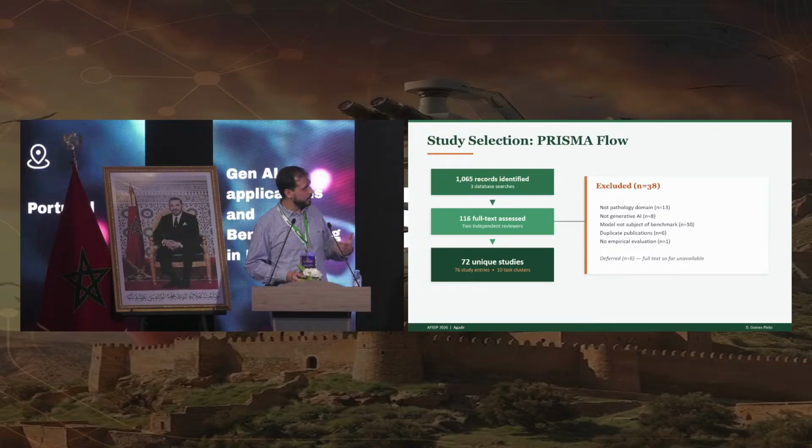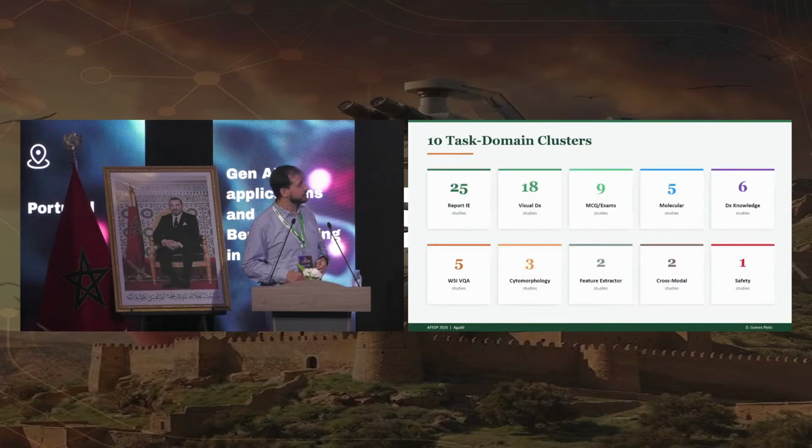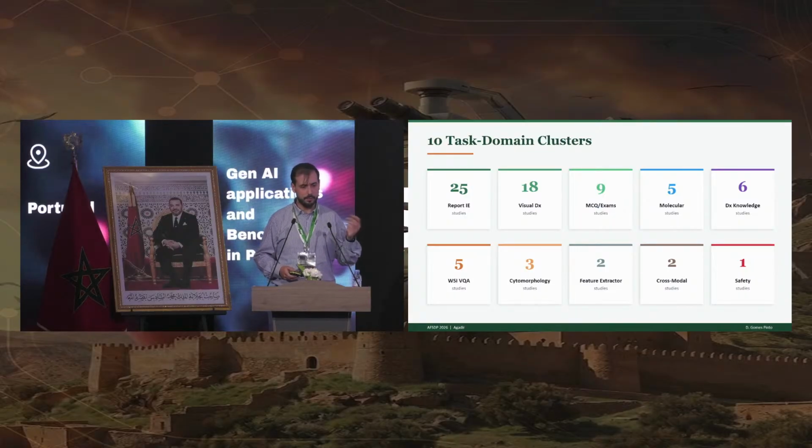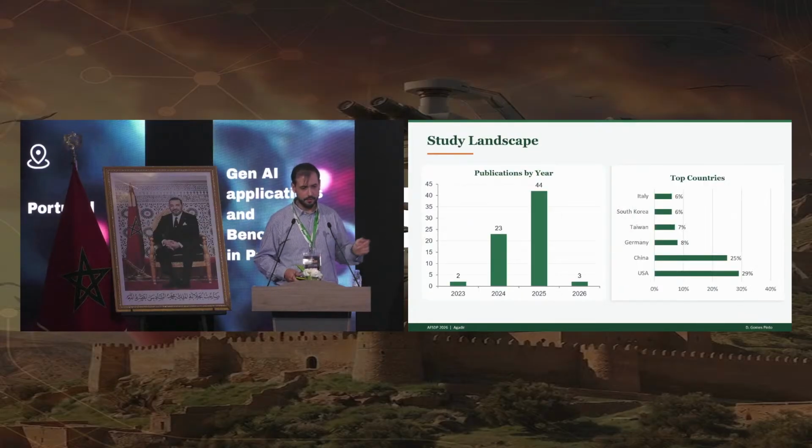From the 116 papers that moved to full text review, which is the phase we are at currently, I think, in my own preliminary work, we will exclude around 38 because they are either not in the pathology domain, the model is not the subject of the benchmark, or it's not a generative model. And so we are left with 72 unique studies over 10 clusters. And the 10 domain clusters are these ones. The most numerous one is what Ehsan mentioned previously. His papers fit right in here: the report information extraction. We will discuss this briefly. We will also discuss visual diagnosis, MCQ, question answering and exams, whole slide image visual question answering, fewer papers but also important, and safety.